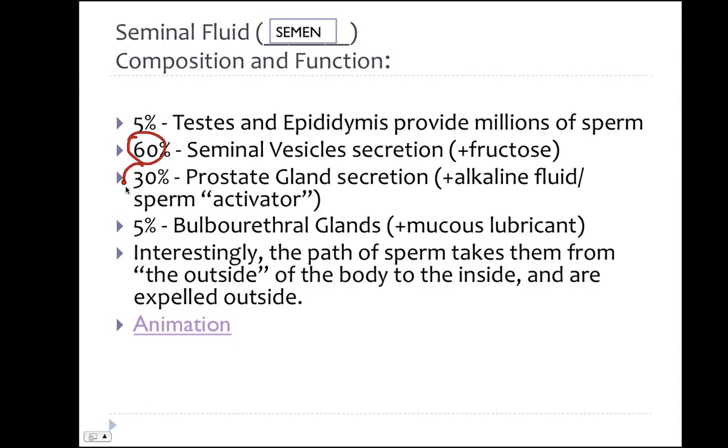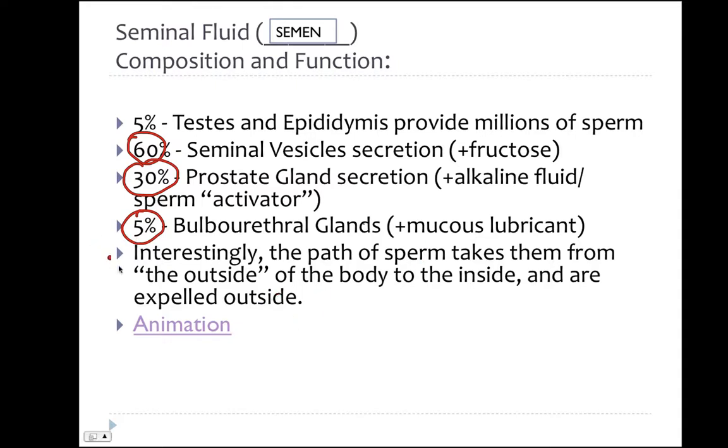Also contributing, we said, was the prostate gland at 30%. It's going to secrete an alkaline fluid, which the sperm are going to need to neutralize the acidic environment of the vagina, and then a sperm activator that gets those tails really moving. And then the 5% comes from the bulbourethral glands, which is a mucus lubricant that's going to not only clean out any urine left in the urethra, but provide a slippery substrate for the sperm to swim through to avoid friction on their way out.